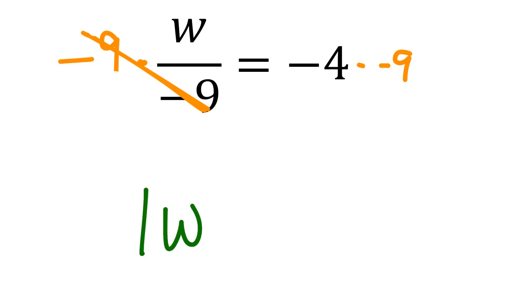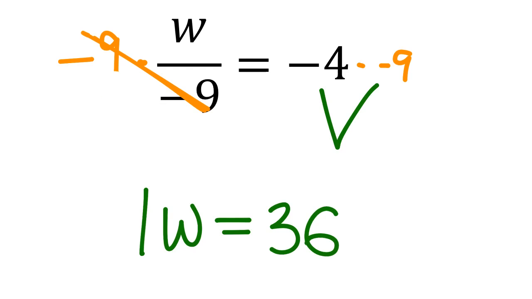So 1w now, because negative 9 divided by negative 9 is 1, is going to equal negative 4 times negative 9. There's two negatives being multiplied. 2 is even, so the answer is positive. 4 times 9 is 36.